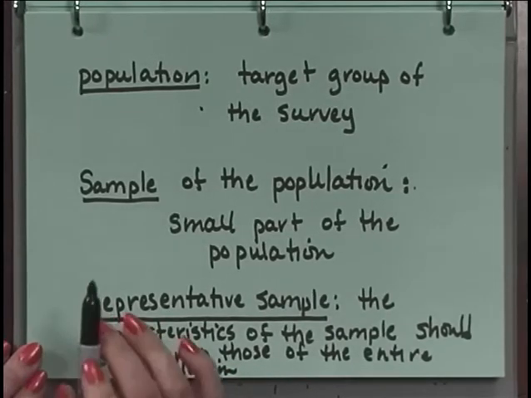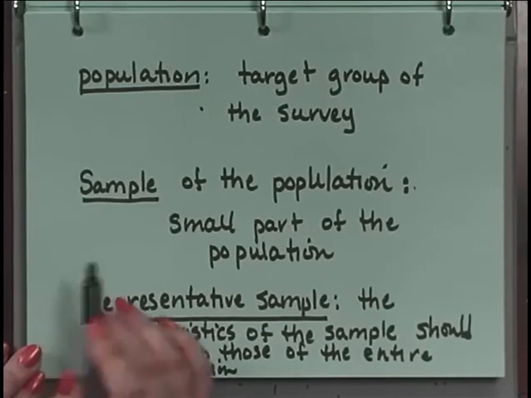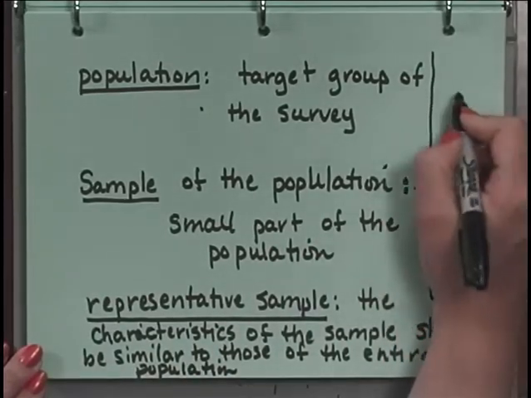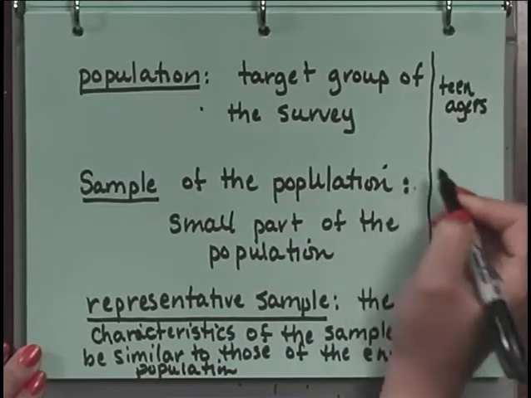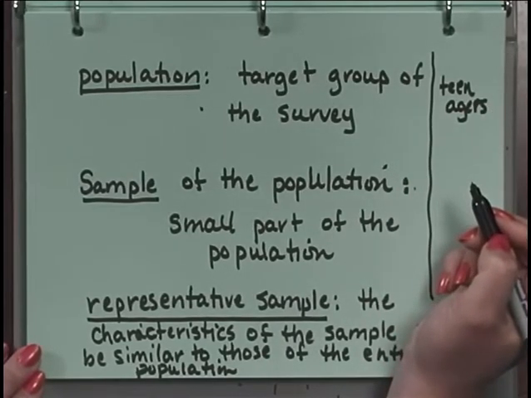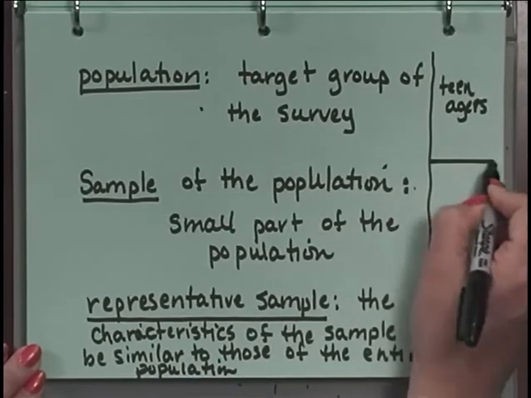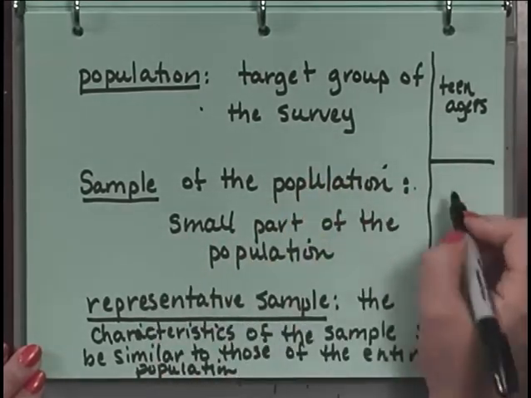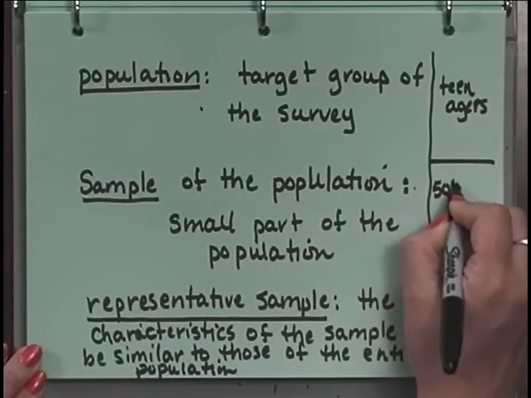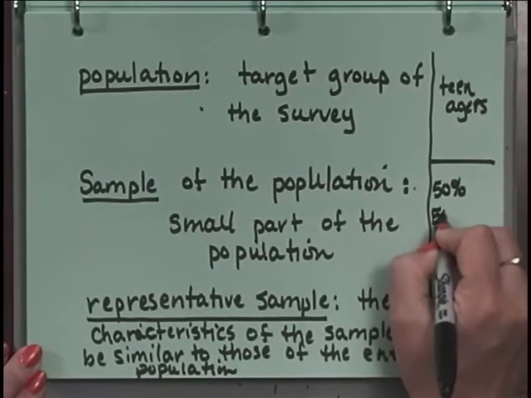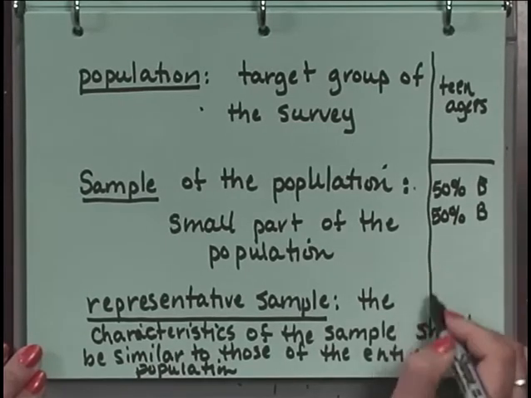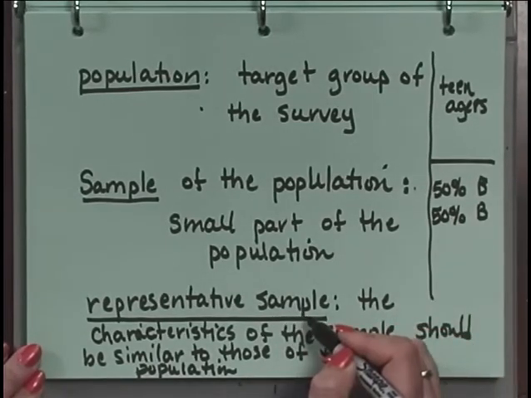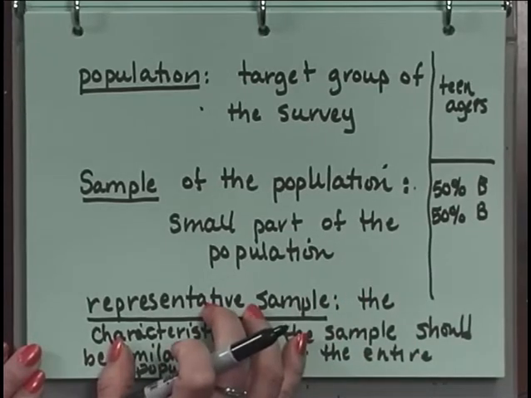An example of this would be something like this. Let's say that your target group was teenagers. Well, in the United States, about 50% of the teenagers are going to be boys and 50% are going to be girls. So when you create a sample, you would want to create a sample that was 50% boys and 50% girls. Now, that would be part of finding a representative sample. That's not all that would go into finding a representative sample, but it would be part of it.